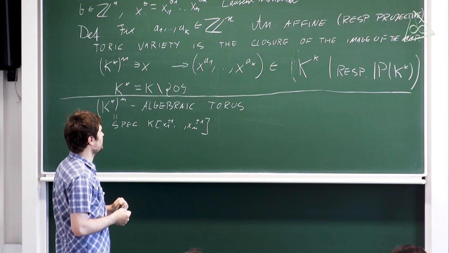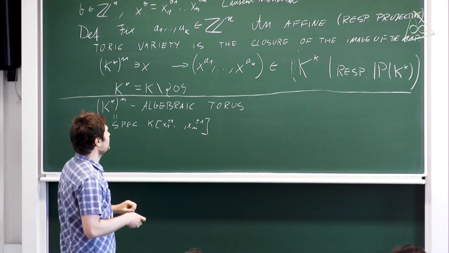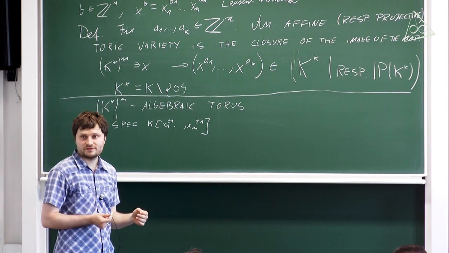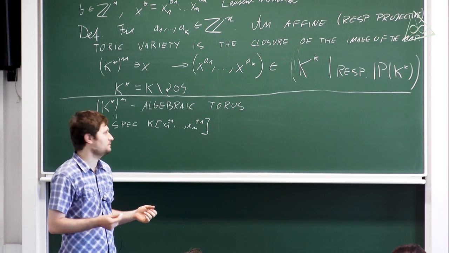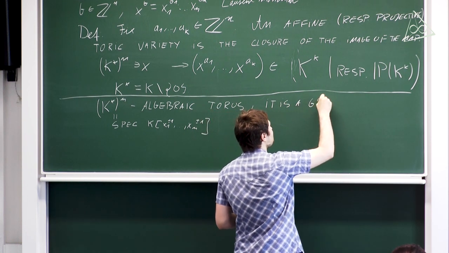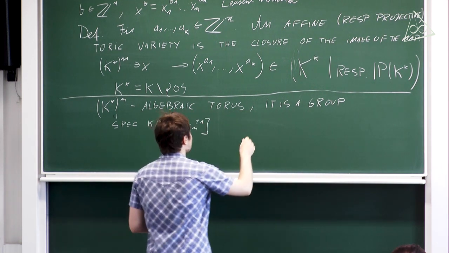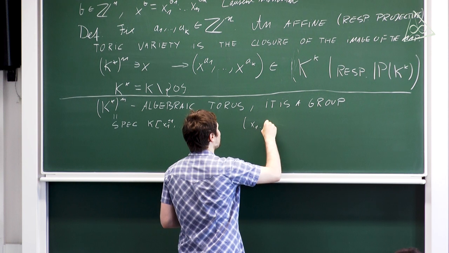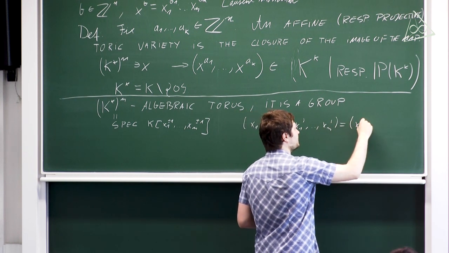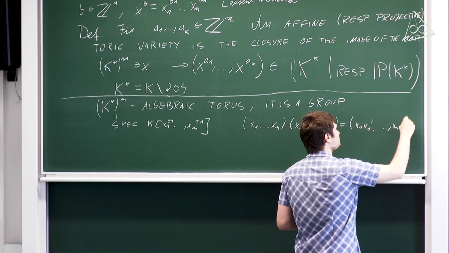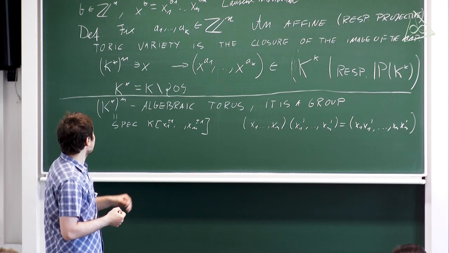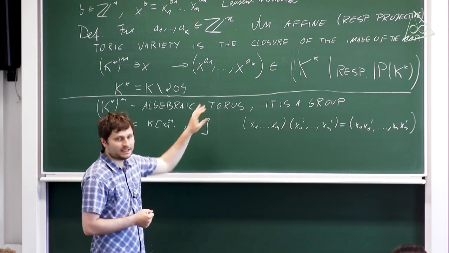And why is this called an algebraic torus and what properties does it have? Well, it's not only an algebraic variety, it's also a group with the group action coming from coordinate-wise multiplication. In other words, if we have (x1, ..., xn) times (x1', ..., xn'), it works in the obvious way. And if it was non-zero, it will still be non-zero. Very good. So now we explain why algebraic. We explain that this is a group and why this is called a torus.